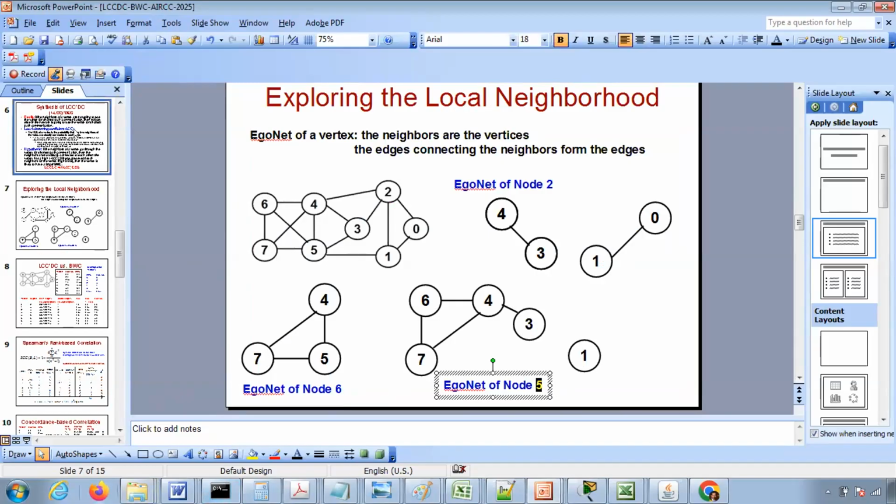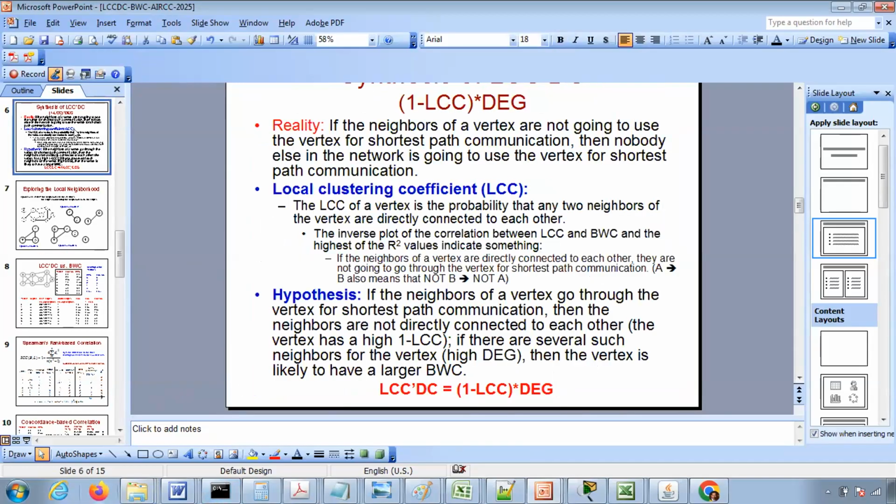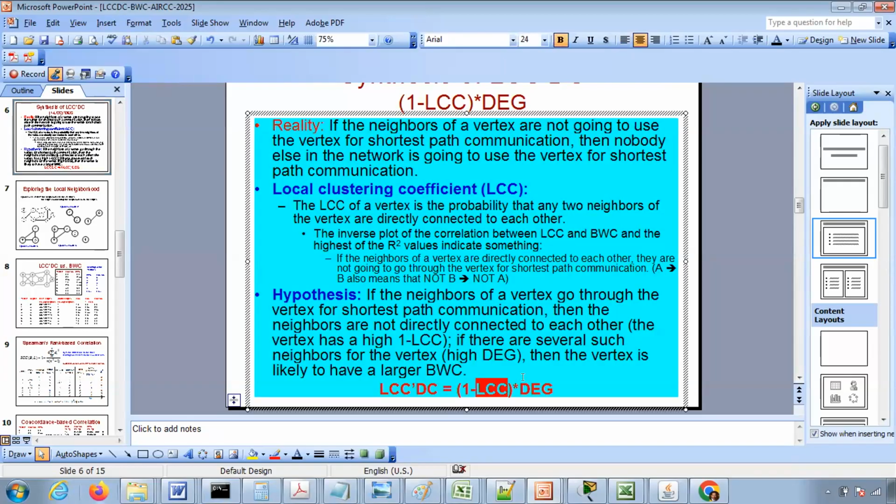So that's the idea behind our hypothesis or proposal for coming up with LCC prime DC as a new centrality metric, which is computed as the product of 1 minus LCC times degree. And we claim that this LCC prime DC would exhibit a very strong correlation with betweenness centrality. Computing this LCC prime DC is going to be very easy in terms of computational complexity because both local clustering coefficient and degree can be locally computed with just the local neighborhood knowledge. You don't need the global knowledge of the network, and it can be computed asynchronously.